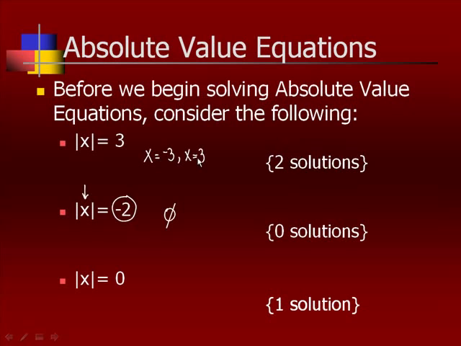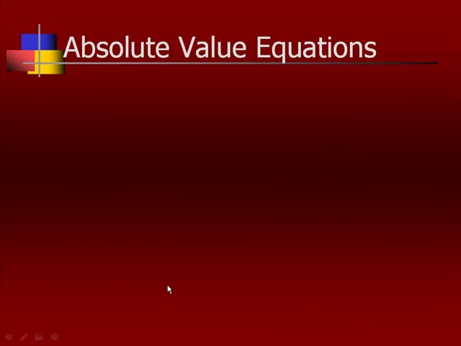And then absolute value of x equals 0. Well, the only number that the absolute value of x is going to equal 0 is just 0. So, think about this. Sometimes we'll have two solutions. Sometimes we won't have a solution. And occasionally we may end up with one solution.